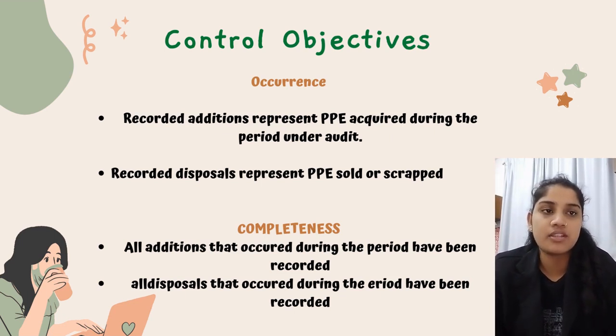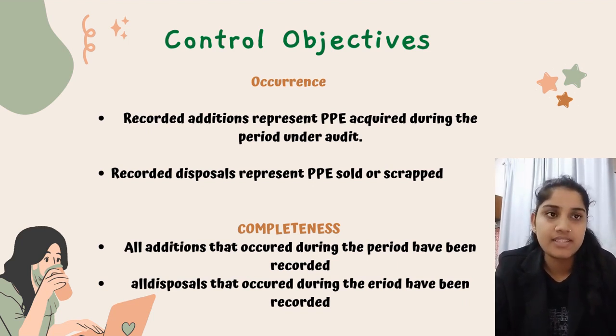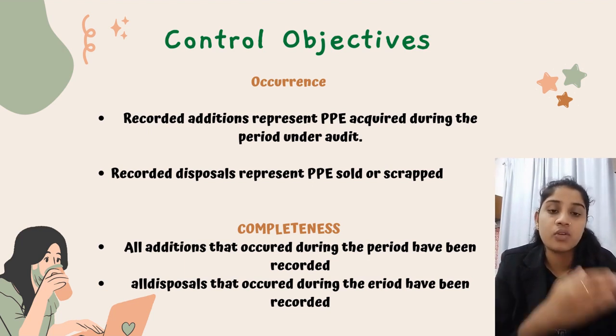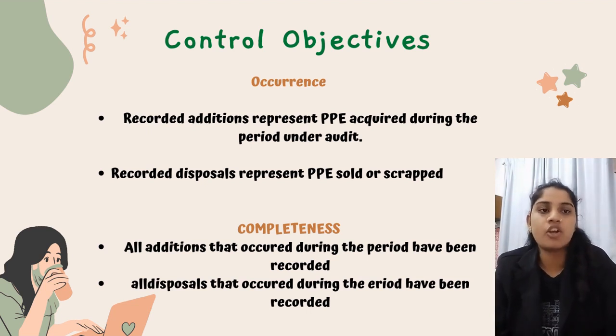First, in control objective, we will discuss occurrence, which is that recorded additions represent PPE, property, plant and equipment, that occurred during the period under audit. And also recorded disposals represent property, plant and equipment sold or scrapped, which means we have to record every single matter which occurs under property, plant and equipment. That goes under the control objective of occurrence. Next is completeness.